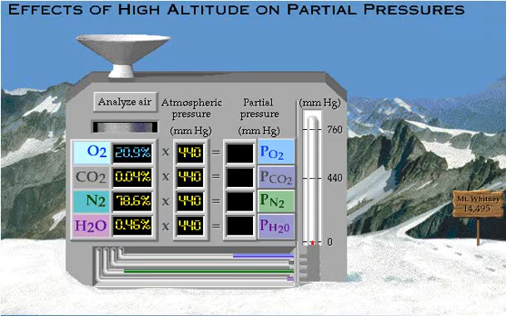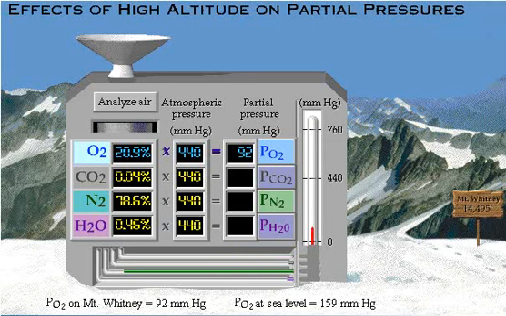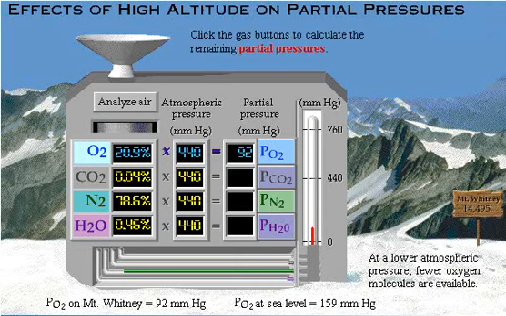Oxygen still makes up 20.9% of the atmosphere, but the PO2 is 20.9% of 440 millimeters of mercury, or about 92 millimeters of mercury. Compare that to the PO2 at sea level of 159 millimeters of mercury. Lower atmospheric pressure means fewer gas molecules, and therefore fewer oxygen molecules are available. That explains why you may gasp for breath at high altitudes. Click the gas buttons to calculate the remaining partial pressures.